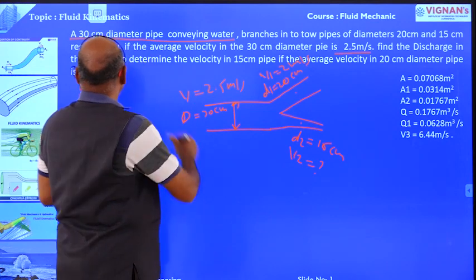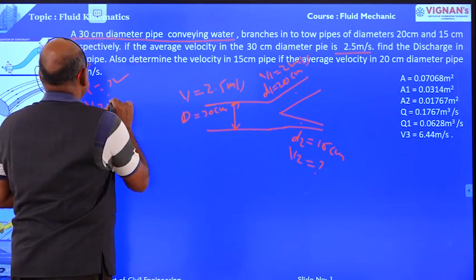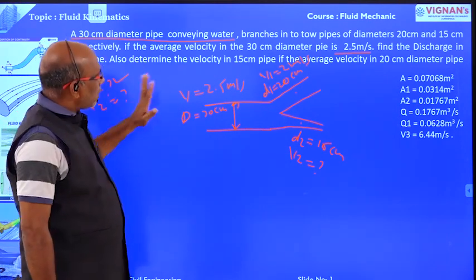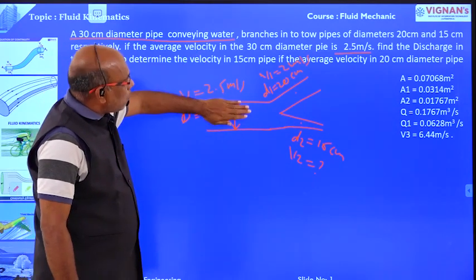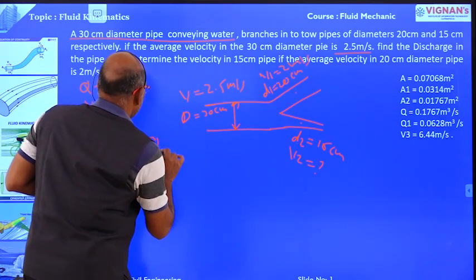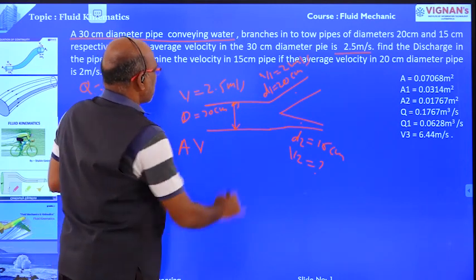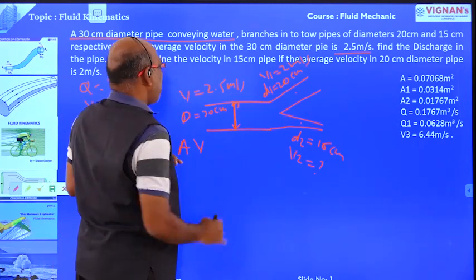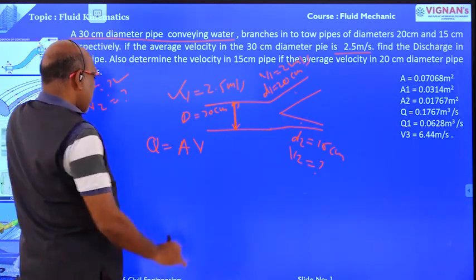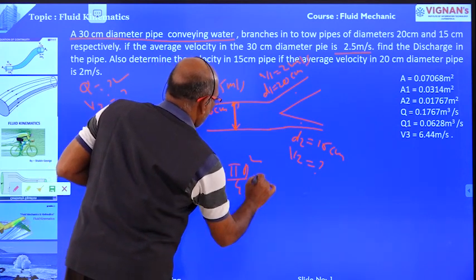Now what they have asked: what is the discharge flowing through the pipe and what is the velocity in the branch pipe. Two things they have asked. So first we are going to determine the discharge flowing through the main pipe. What is the standard formula? Q is equal to AV. That means area of this pipe into velocity flowing in this pipe. What is area? Area A is equal to pi d square by 4.